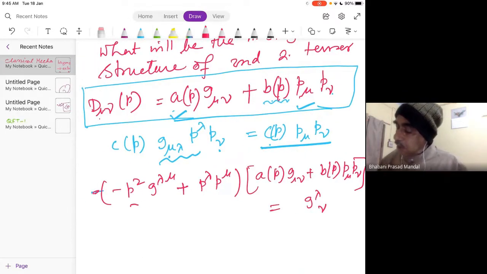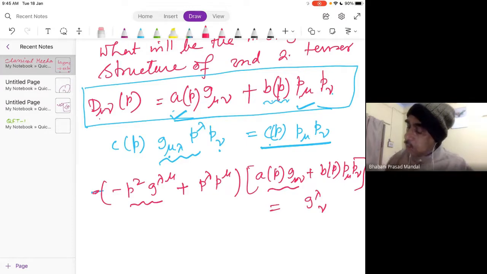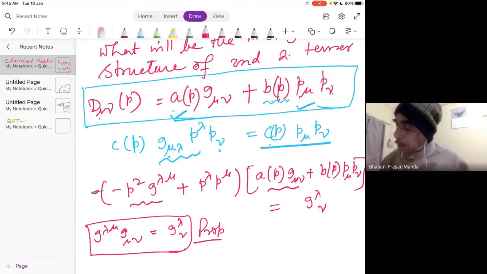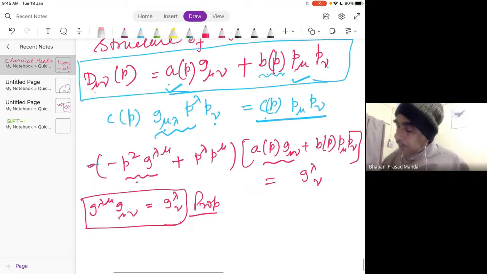So first, if I multiply this with this, g mu nu and on this side g lambda mu. There is a property: you have g lambda mu and g mu nu, so mu is contracted, and this is basically g lambda nu. This is for the metric tensor. Prove these properties yourself; you can expand and prove left-hand side, right-hand side, or any other way. So for the first term, taking this and this, I get minus p square g lambda nu. Very good.